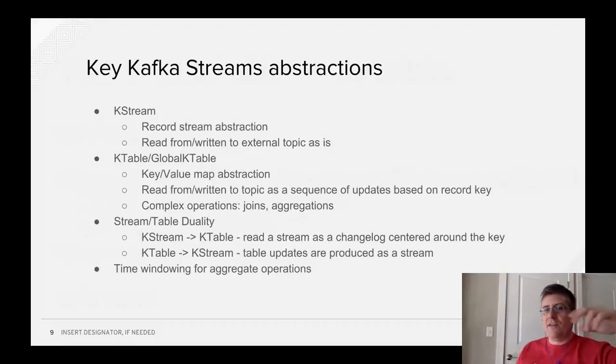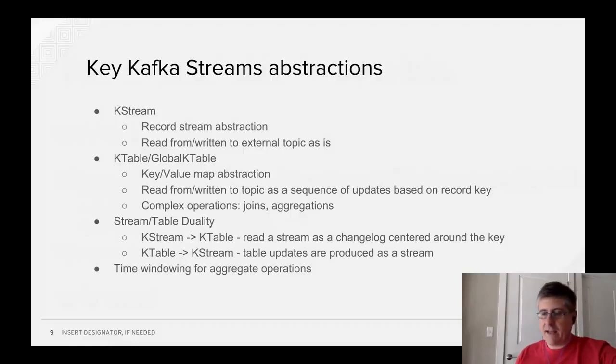The main abstractions essentially reflect this topic-centric nature of Kafka Streams. So one of the abstractions is the KStream, which is essentially the flowing stream of data. And essentially, it maps one-to-one to a topic. The other abstraction is the table abstraction, which takes the ordered and durable nature of topics and applies a changelog semantic to it.